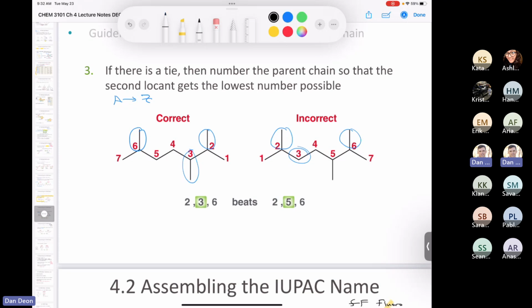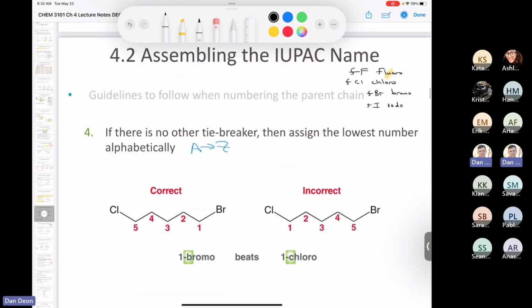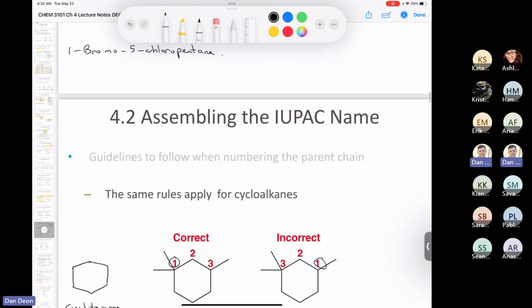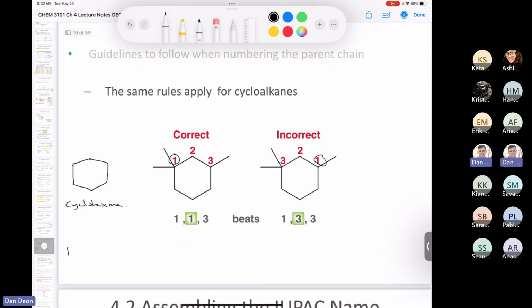There's a lot of compounds we didn't name here. This would be a 2,3,6 trimethylheptane. Trimethylheptane, like that. This one, it would be 1-bromo, 5-chloro. The parent has 5 carbons, so that's pentane. Good, so we got that one. This one here would be 1,1,3 trimethyl cyclohexane, because cyclohexane is our parent.